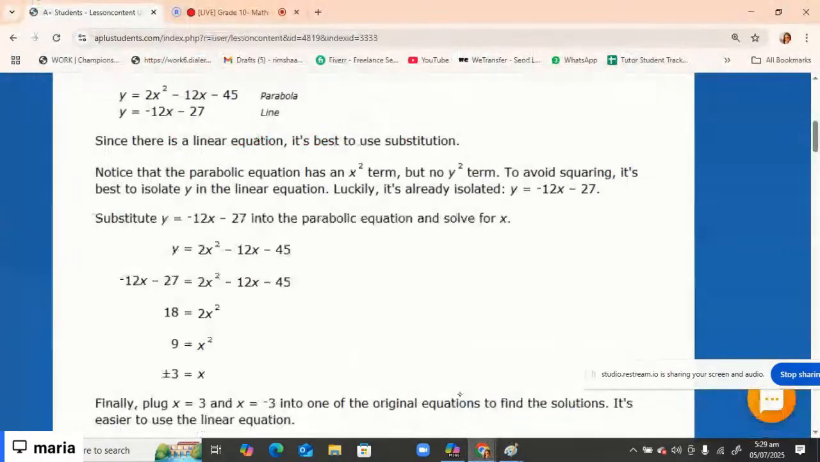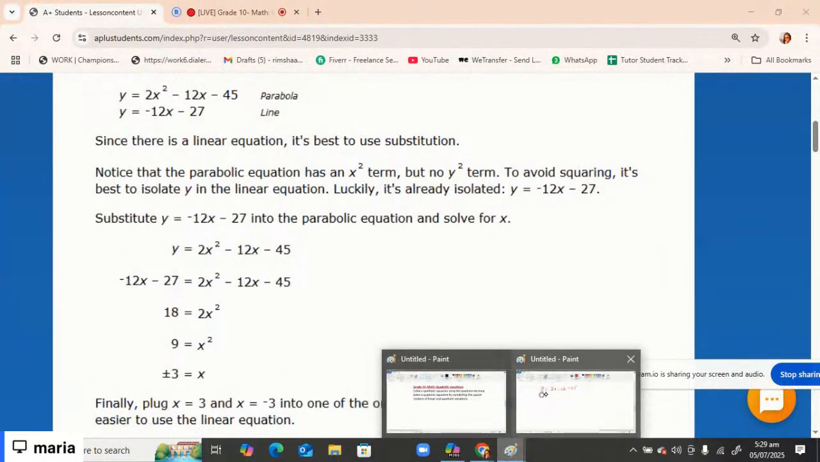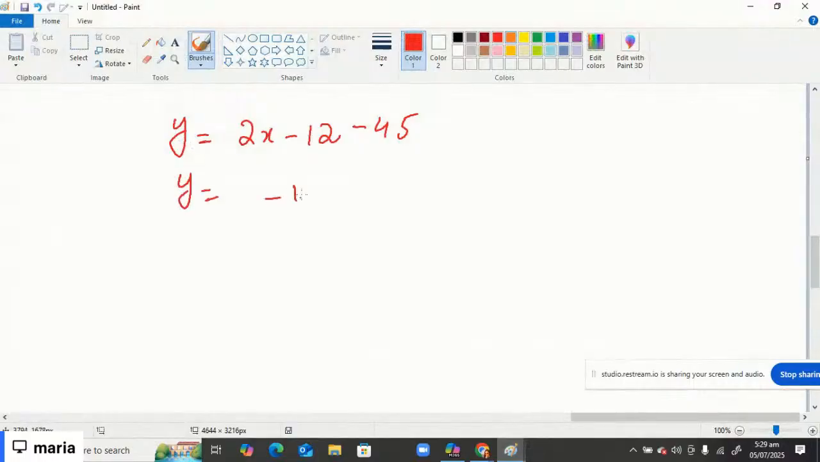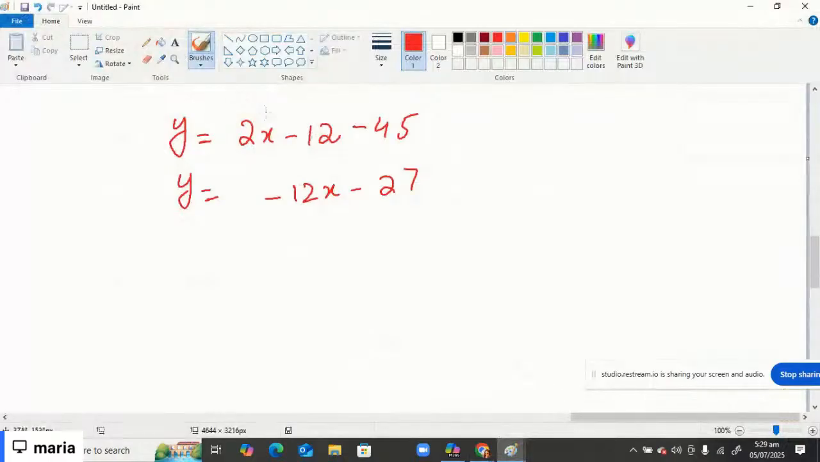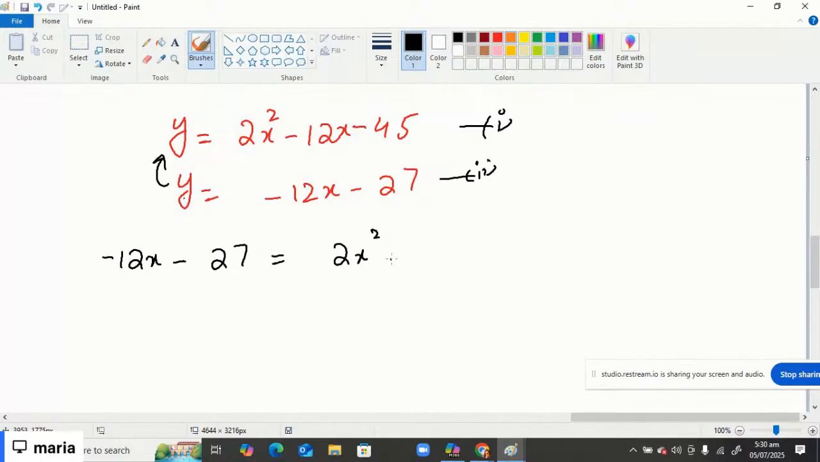And then y is equals to minus 12x minus 27. This is 2x square plus 12x. Now what do we do firstly? This is equation 1, and that is equation 2. We put 2 in 1. So in place of y, we put minus 12x minus 27 is equals to 2x square minus 12x minus 45.